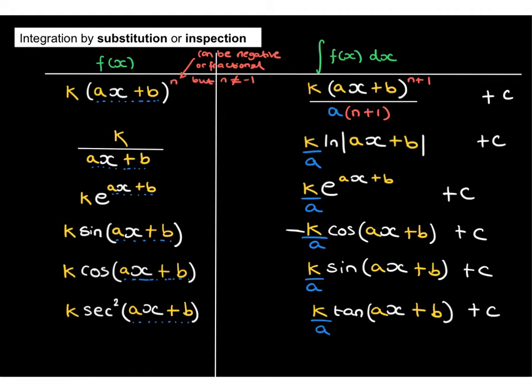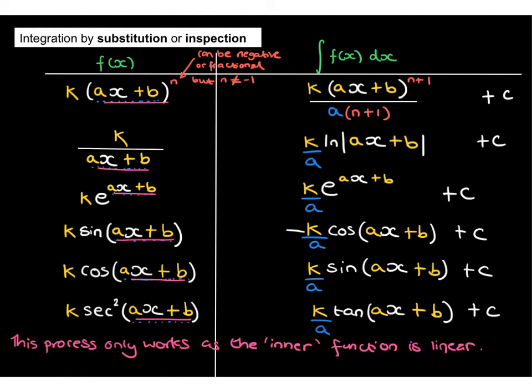Now, we need to remember that in each of these cases, this only works because these inner functions are linear, and that's why we're allowed to use this process of inspection. Now, if the inner function is not linear, then you may have to look at using the more formal integration by substitution process.